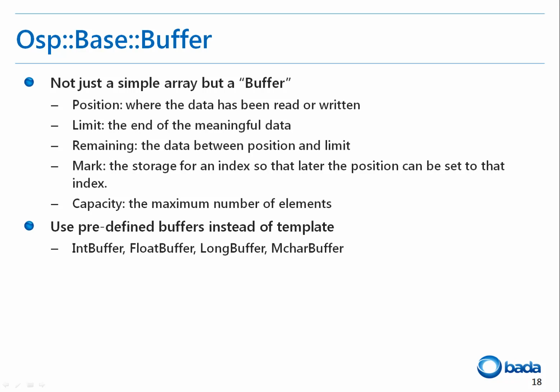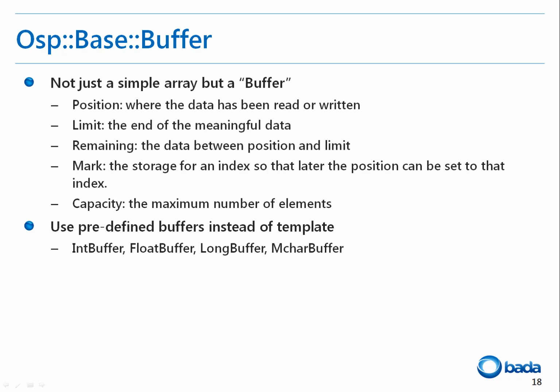First, the position is the value that remembers the position where the data was written to or read from in the buffer array from the last operation. Therefore, if the read or write operation is performed in the buffer, the position value saves the position at which to read or write the next time. The limit value represents the last position in the buffer where meaningful data is written. The remaining value represents the amount of remaining data space.